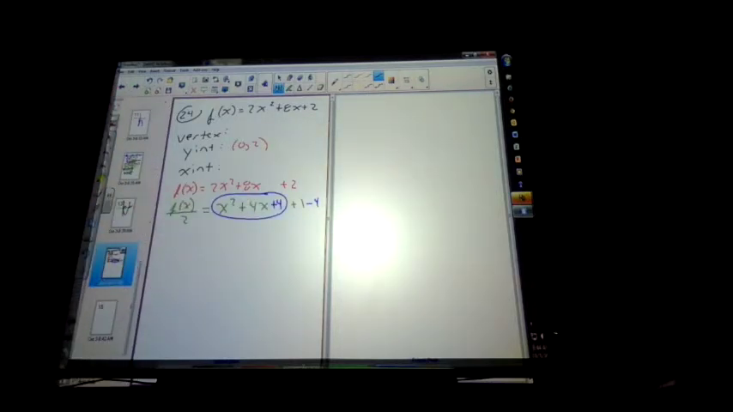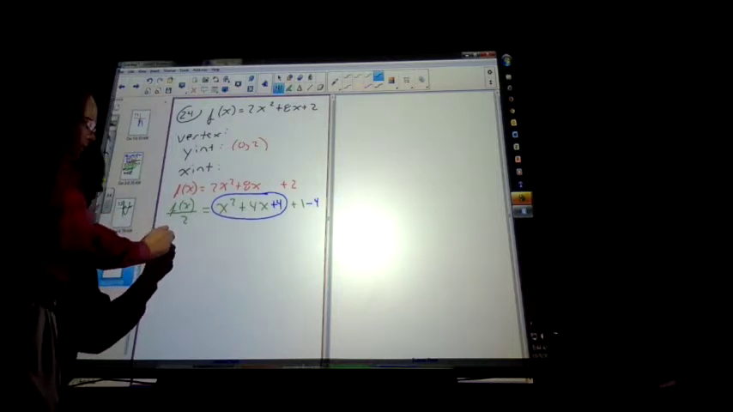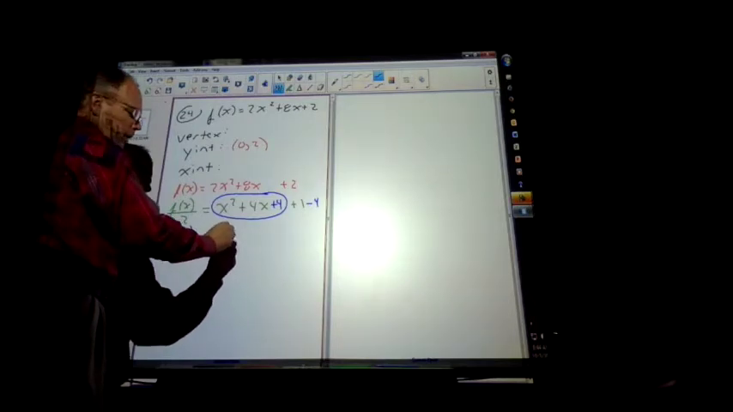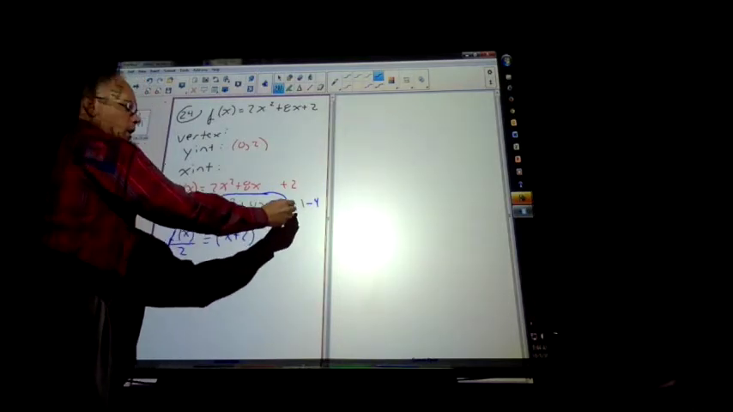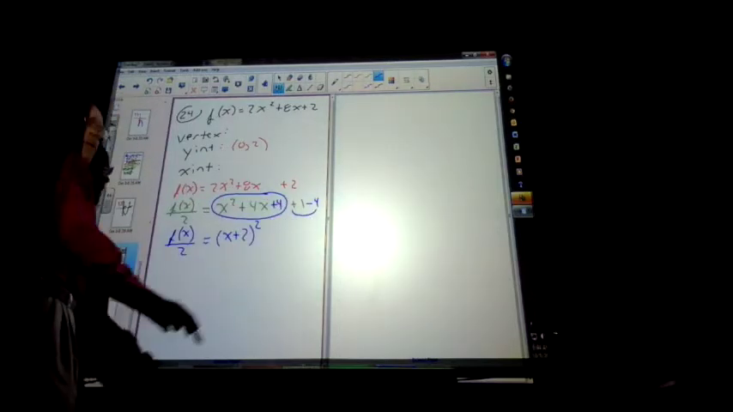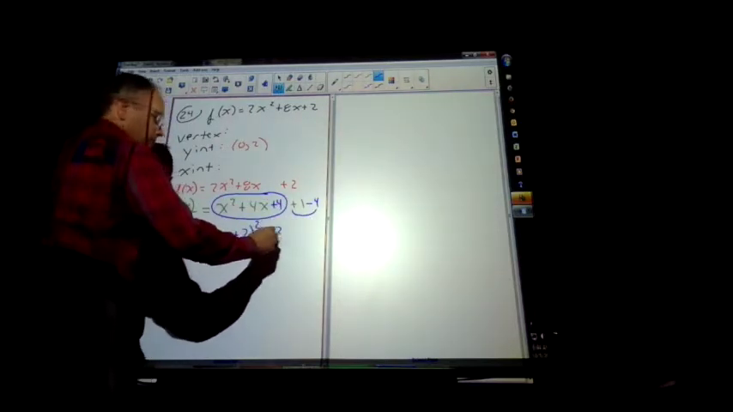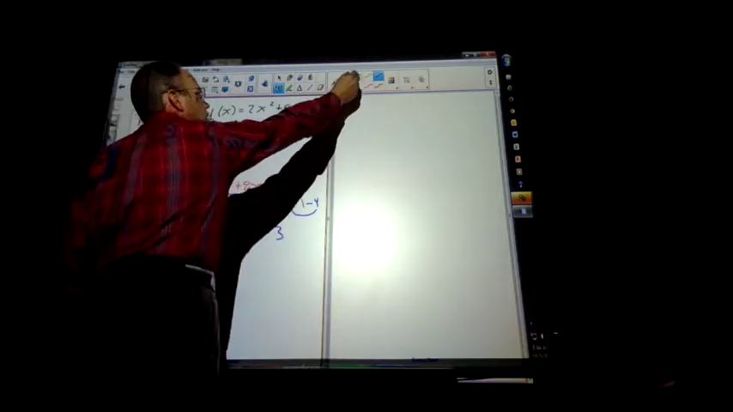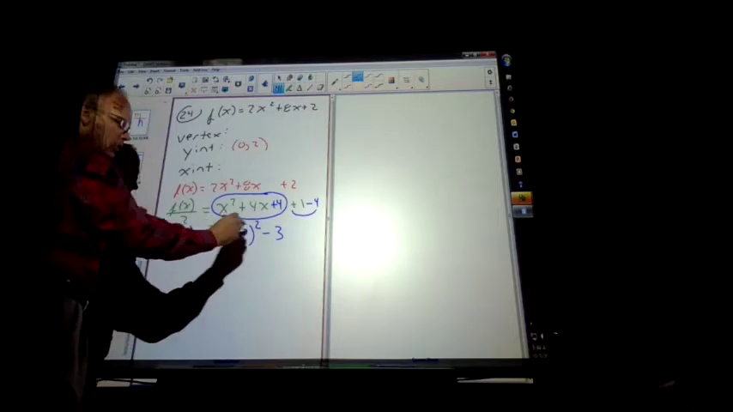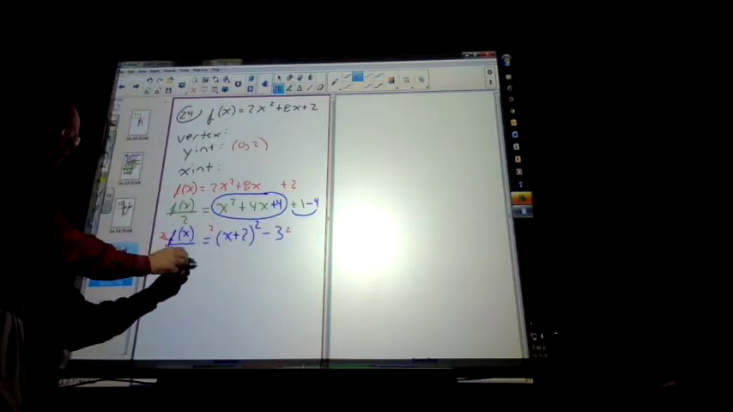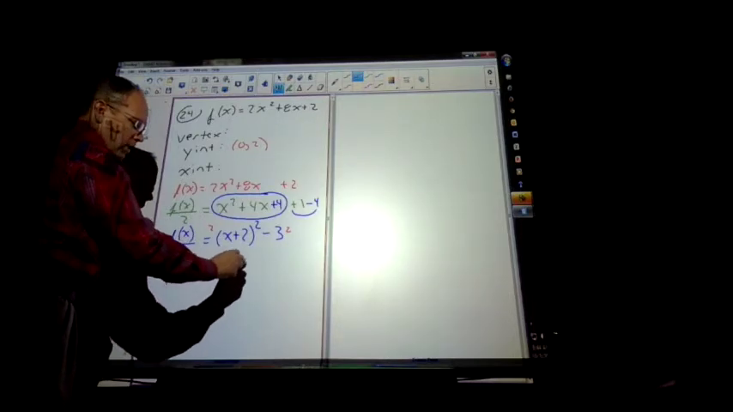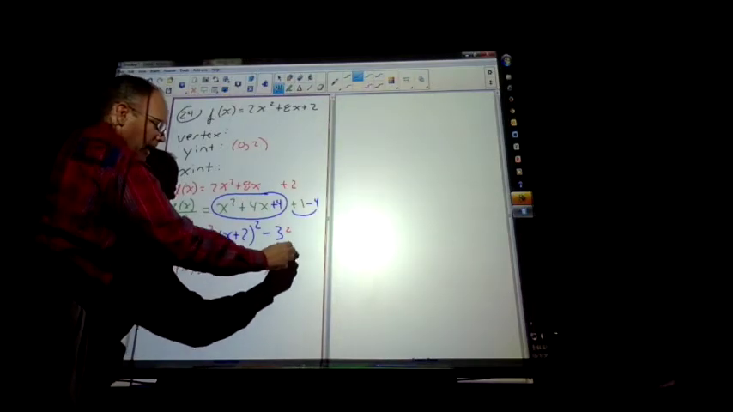What does this factor down to? X plus 2 and x plus 2, which is x plus 2 quantity squared. Perfect. So f of x, don't forget about this little 2. I'm going to get x plus 2, quantity squared. Do this math. What do I get there? Negative 3. What should I do with that 2 at the end? Multiply everything by that 2. I'm going to multiply this, this, and this by that 2. That cancels here. I get f of x is equal to 2 quantity x plus 2 squared minus 6.